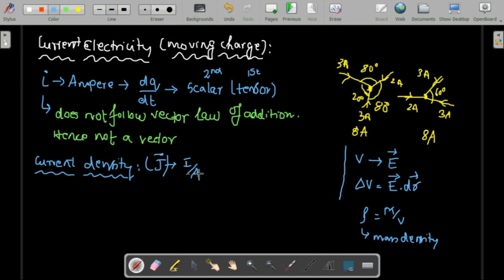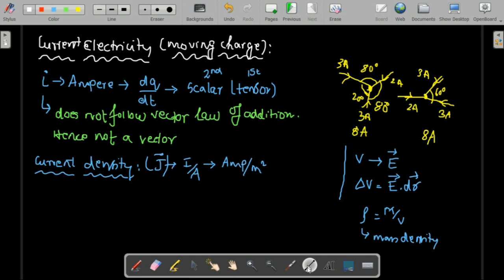But per area means something should be a vector here. This area is actually called an area vector. So that's a very important part. We're going to discuss that now. And what is the unit of current? That's ampere, and area is meter square. So that means current density has a unit of ampere per meter square. Important. We'll see how we are going to use it later.